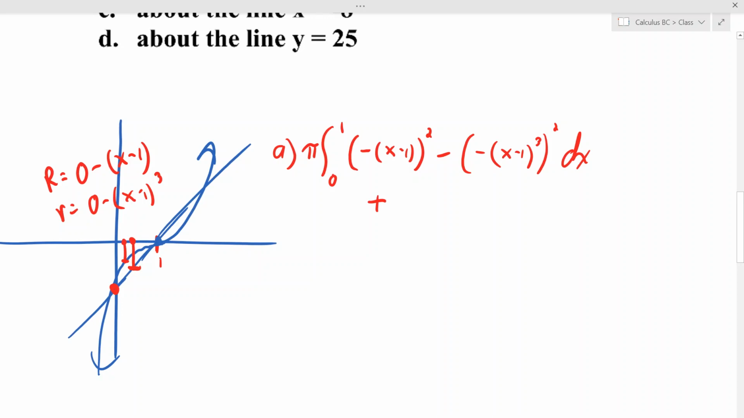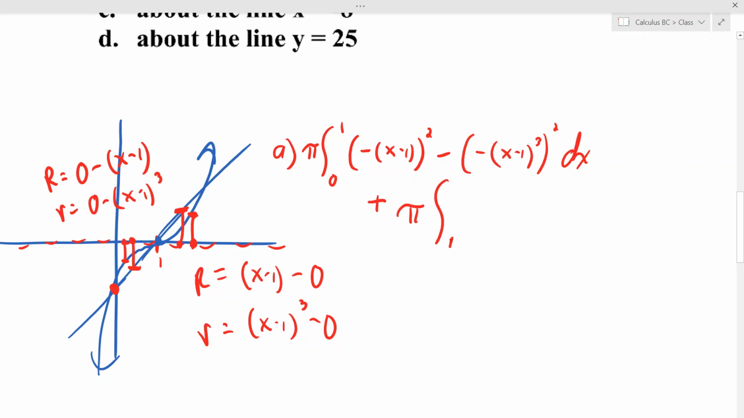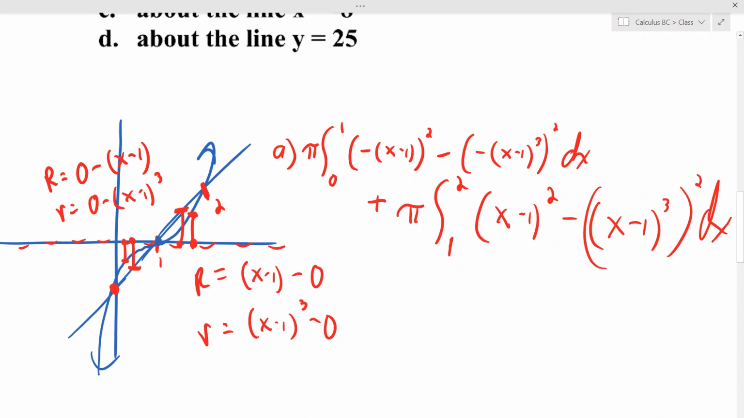The second part, we need big R. So big R is going to be from the axis we're rotating about. Remember, we're rotating about the x-axis here. So the top of that is x minus 1, and the bottom is 0. So big R is x minus 1 minus 0. And little r, you draw it, boom, first time you hit it is the cubic, so it's (x minus 1) cubed minus 0. So that's going to be pi times the integral. Now we're going to go from 1 to 2, because that's this x value right here is 2. Okay, so big R is (x minus 1) squared minus little r is (x minus 1) cubed, squared dx.